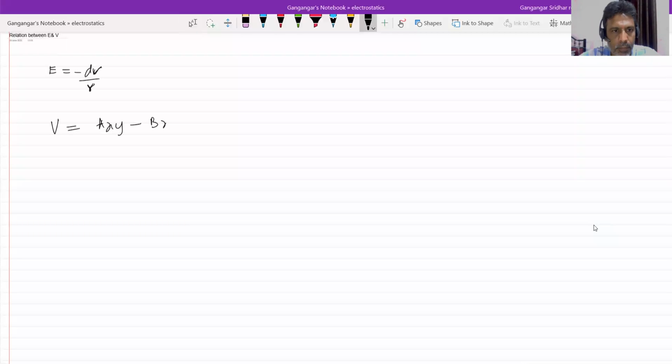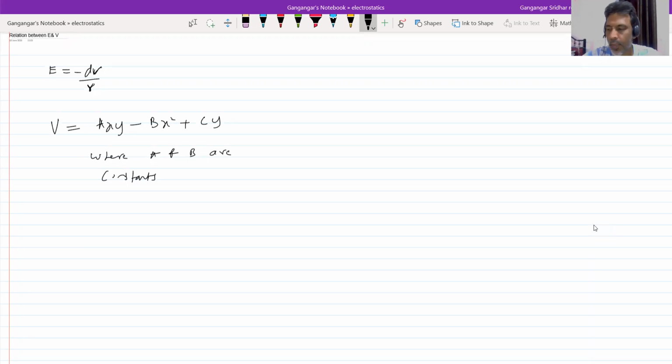minus BX square plus CY, where A and B are constants. So then how to get the corresponding electric field? We have to calculate the electric field here now.